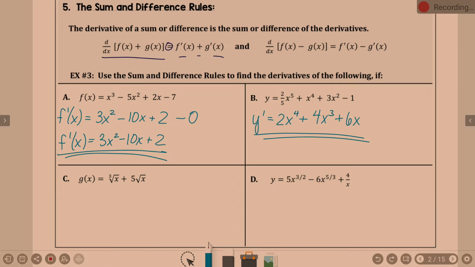Okay, so moving along. Are you guys good to go, or what should we probably do before we start this problem? Take it out of the square root. I would encourage you to rewrite this. Notice this is just g of x, I'm not doing g prime of x yet. g of x is x to the 1/3 plus 5x to the 1/2. Are we good there? Okay, now I'm ready to find g prime of x.